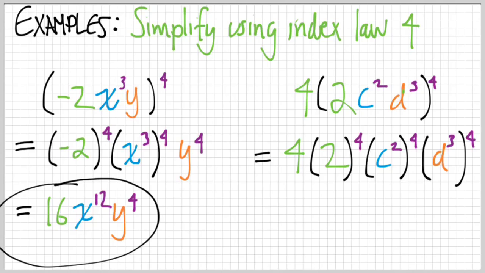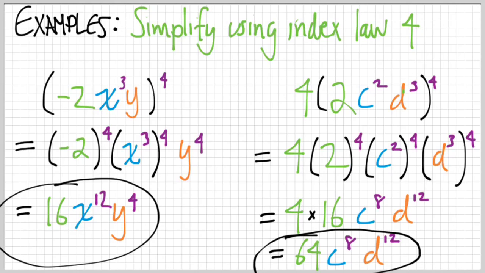So let's simplify all of those. Again, the 4 just kind of comes along, right? And all these things are being multiplied. So 4 times 2 to the 4th, which, again, 16, right? C to the 8th, because 2 times 4 is 8. And then D to the 12th, because 3 times 4 is 12. And then finally, 4 times 16, we can combine these, right? So 4 times 16 is 64. So 64, C to the 8th, D to the 12th.